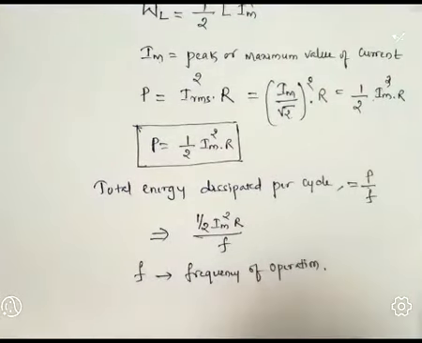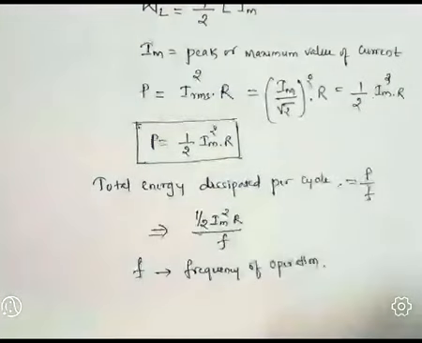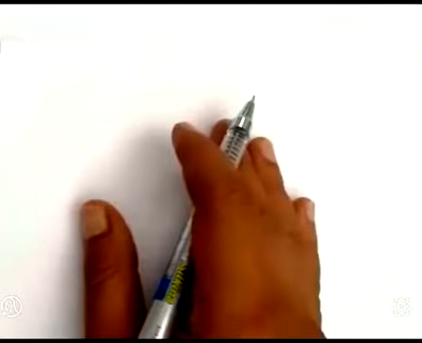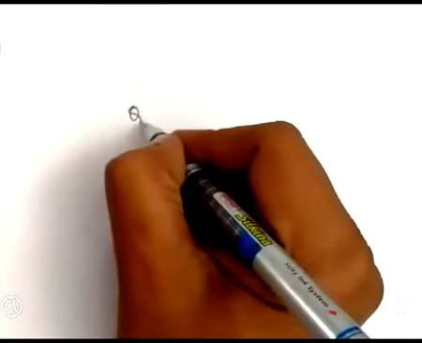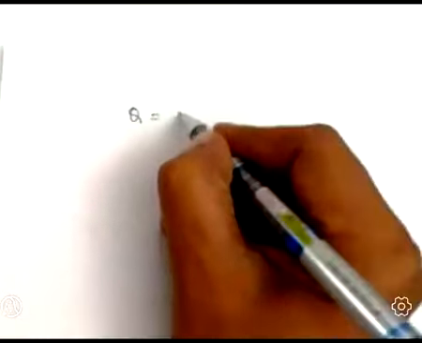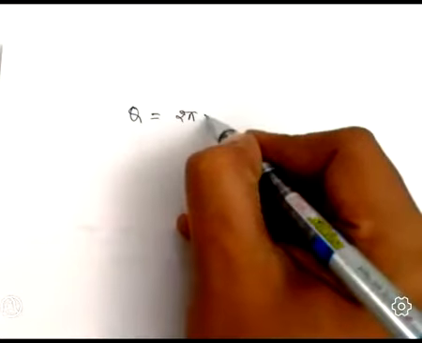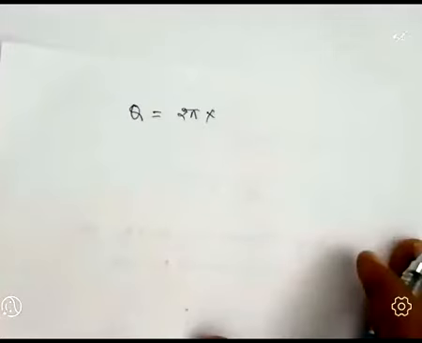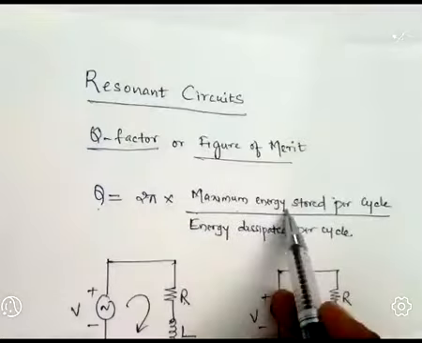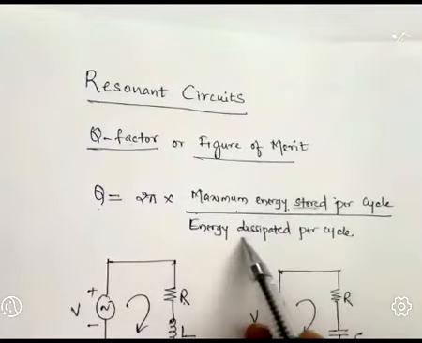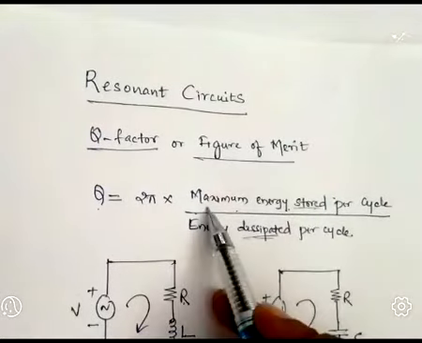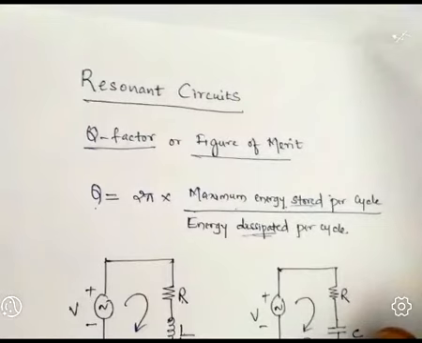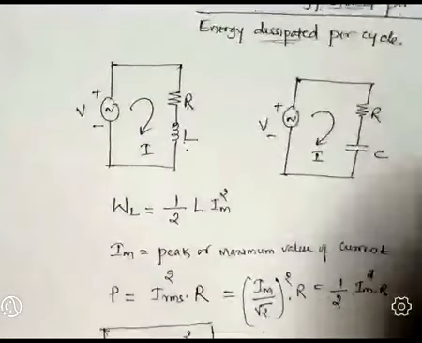So now the quality factor of the inductor is going to be calculated as per the formula: 2 pi multiplied by the maximum energy stored divided by the energy dissipated. Once again I'm going to refer to the formula. Maximum energy stored is how much? That we have already calculated.